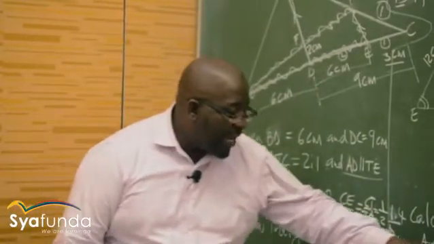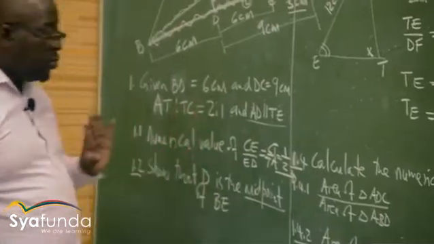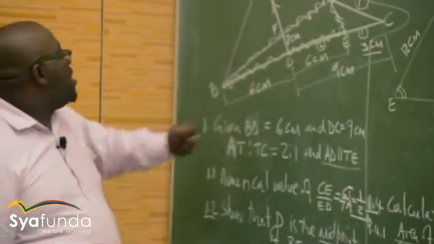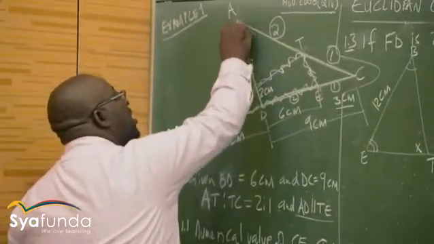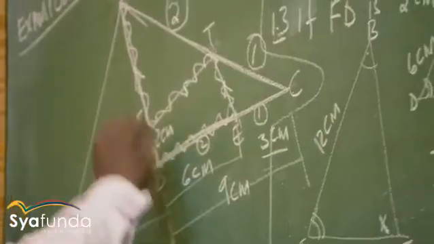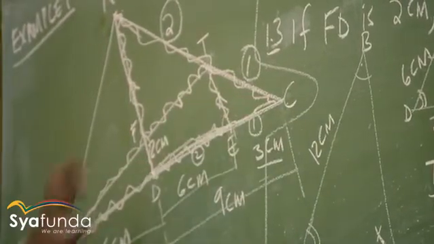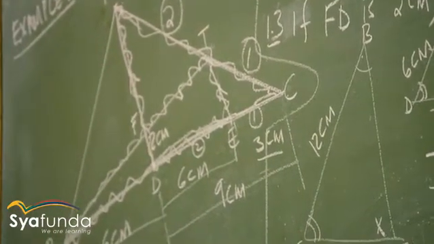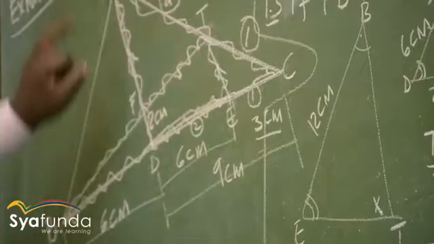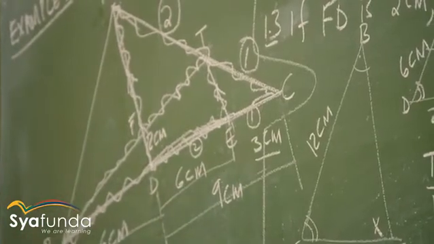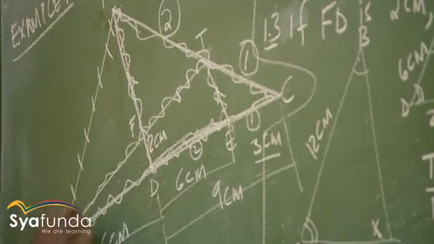The area of ADC over the area of ABD. Let's look at those two triangles. ADC is this triangle here. And which other triangle? The area of ABD. It's this triangle here.